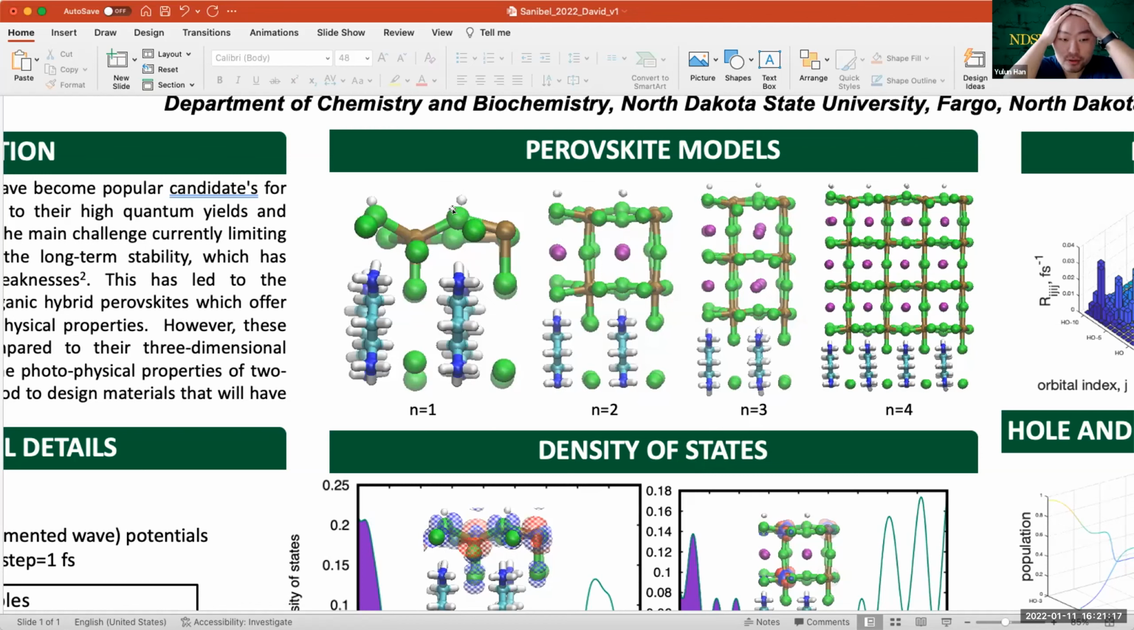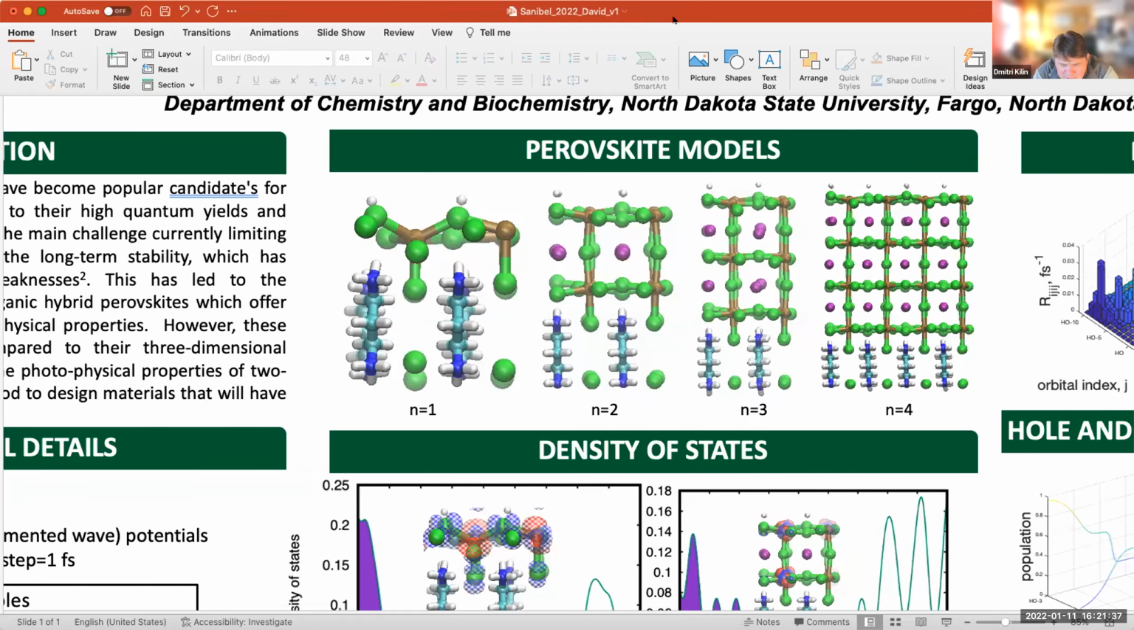Is it possible to just characterize the local environment, like the bond angle? I should be able to, but I have not done that.